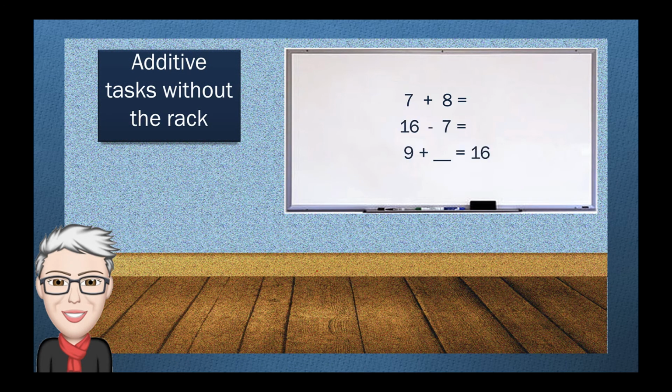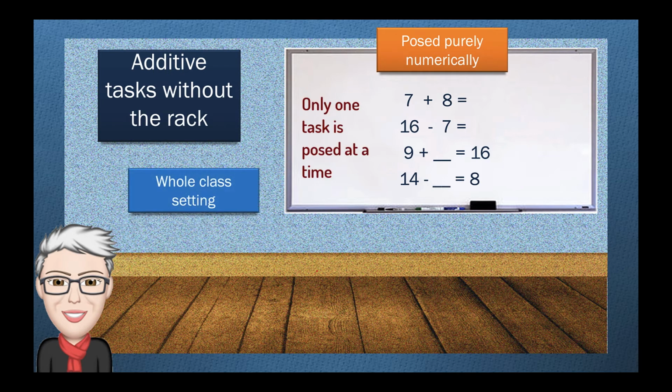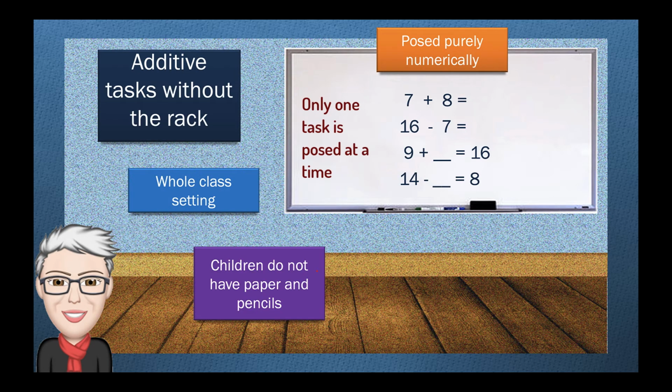Tasks can also be posed purely numerically, as shown here. The intention is that these tasks are used in a whole class setting where children do not have paper and pencil but reason entirely mentally. The teacher poses one task at a time, orally, and also shows it on the whiteboard or screen for children to see as they think about how to figure it out. The solution methods we would expect for the first two tasks are the same as those we have already discussed in great detail for the analogous story context tasks.